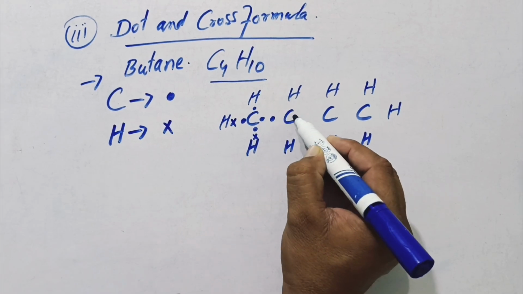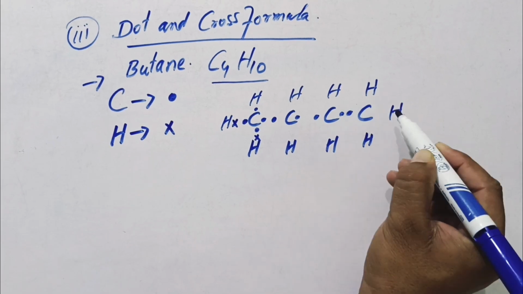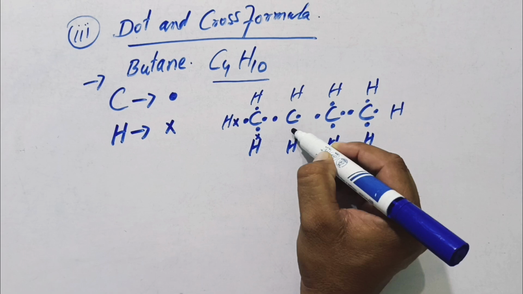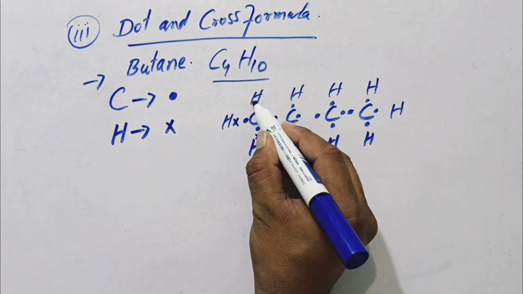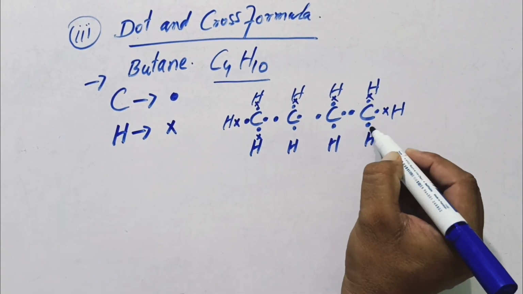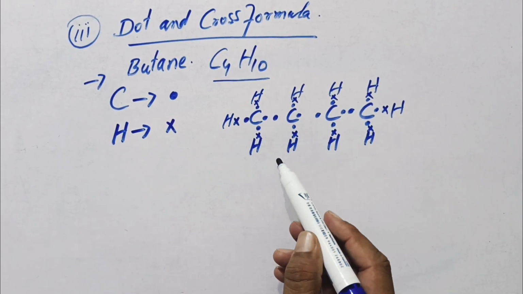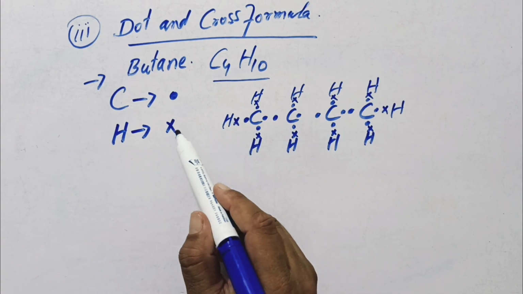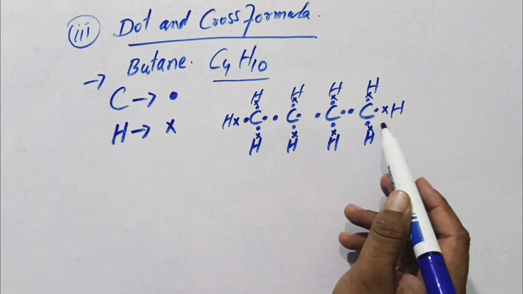So here we write the electrons of carbon by putting dots, dot, dot, dot, dot for each carbon atom. Now we put the cross for each hydrogen atom. So here its dot and cross structure is complete, by putting the dot and cross instead of bonding or instead of electrons present in the structure.